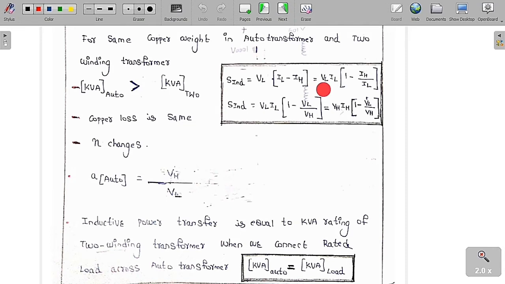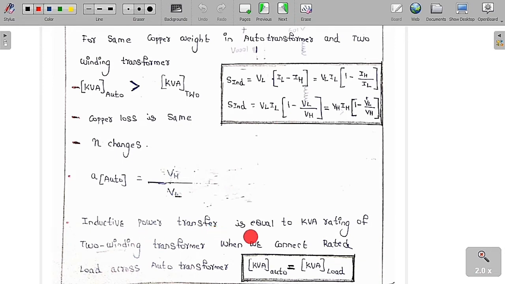Therefore, if I take IL as a common, then I am going to get VL IL into (1 minus IH by IL). IH by IL is nothing but VL by VH. And VL IL is nothing but VH IH. Therefore it is VH IH into (1 minus VL by VH). So you can go for any of these formulas. This is basically from a general expression, and this is the formula that you always have to remember.